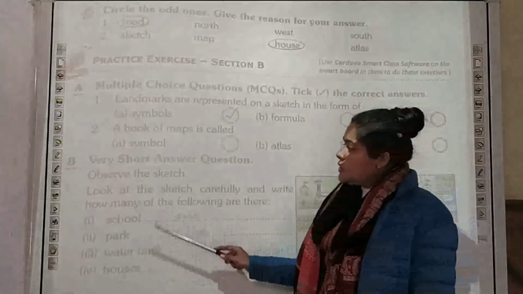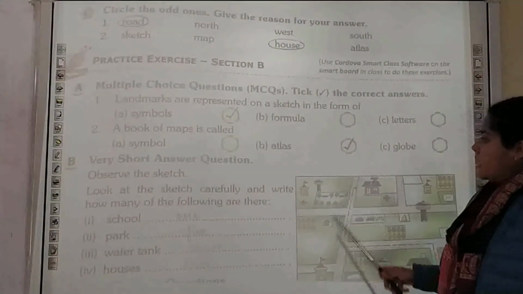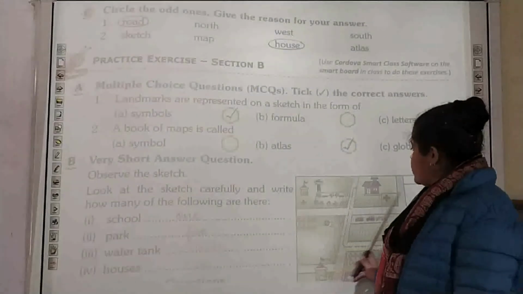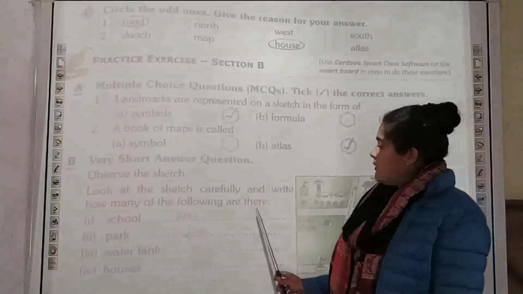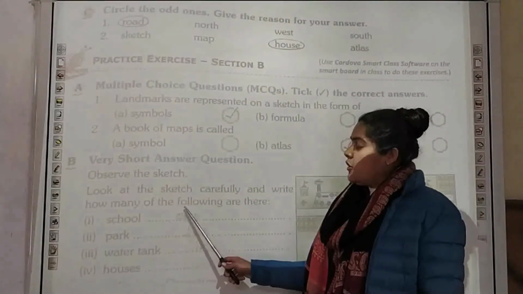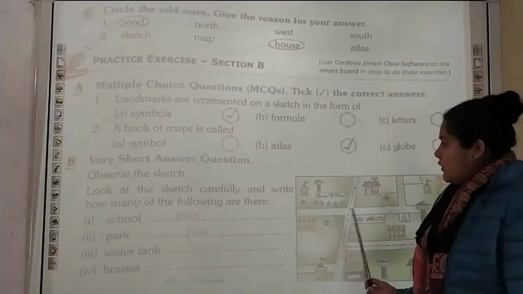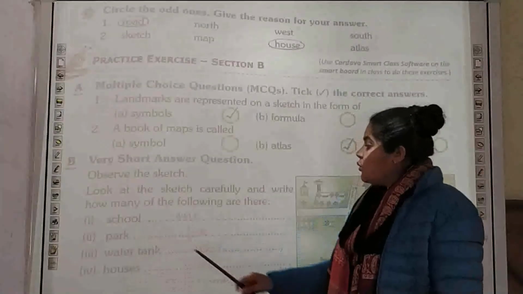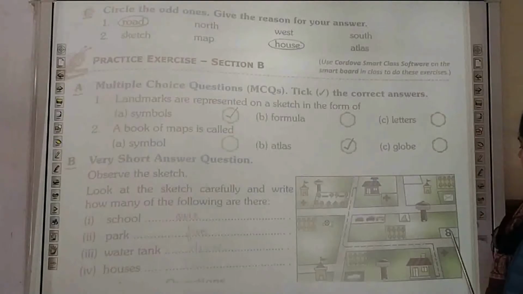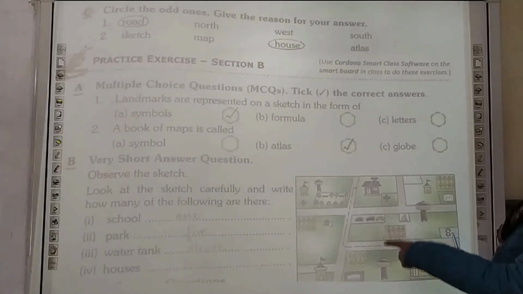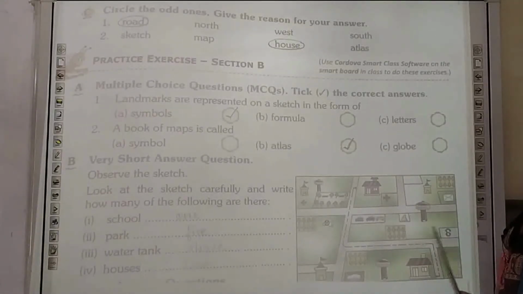The next is very short answers. A sketch is given over here and you have to look at the sketch carefully and then write how many of the following things are present. If we consider first the school, you can see this symbol S denotes the school. There is one S written over here. So how many schools are there in this particular sketch?